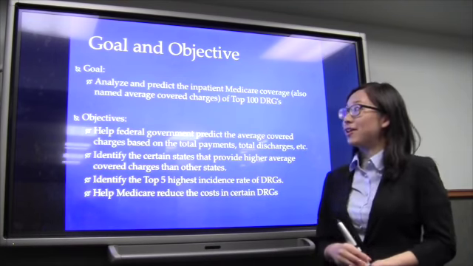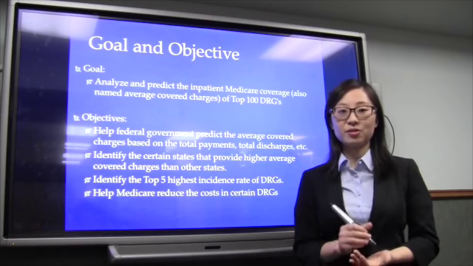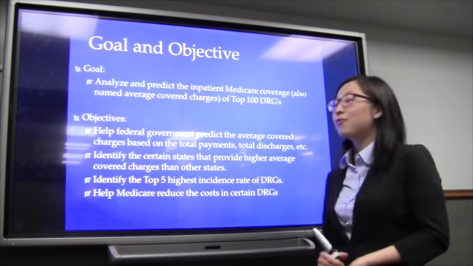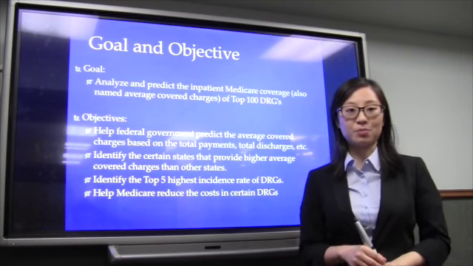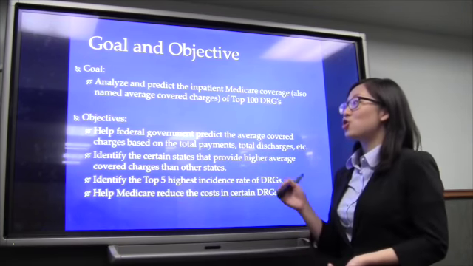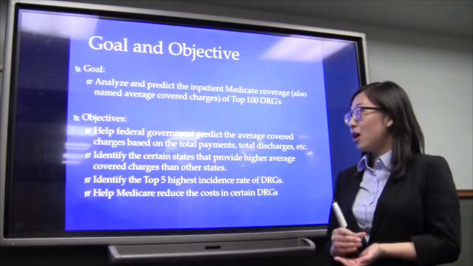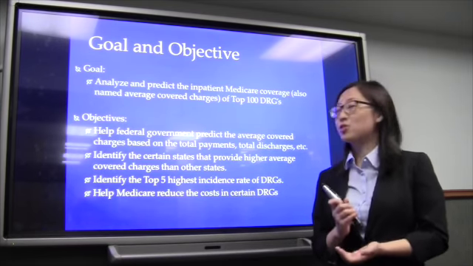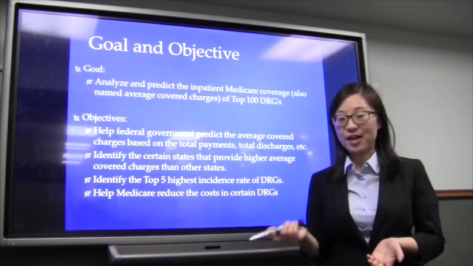Our goal is to analyze and predict the Medicare coverage for the top 100 DRG. For the objectives, we want to use our project to help the federal government predict the average covered charges, which is the Medicare coverage, based on variables like the total payment, the total discharges, and the provider states, etc.